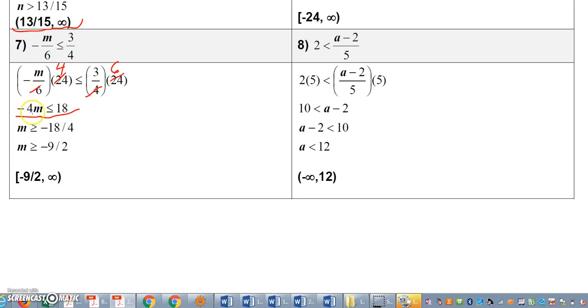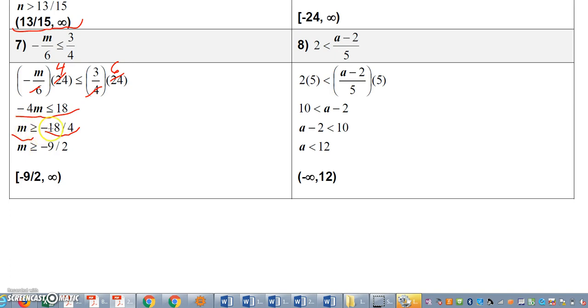Now, remember, I have to divide both sides by a negative number here, right? So if you divide negative 4m by negative 4, you get m, right? And then if you divide 18 by negative 4, you get negative 18 over 4. Now, but look at the inequality. Remember, if I have to divide both sides by a negative, then I got to flip this inequality over and make it a greater than or equal to.